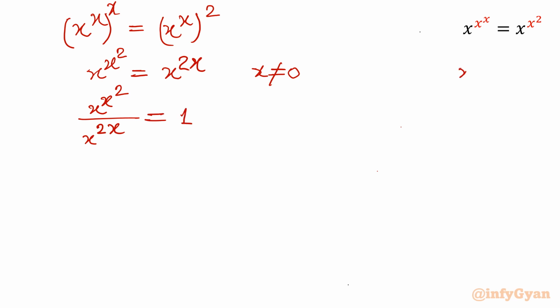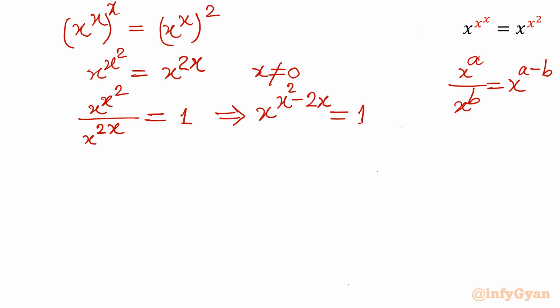Now x power a over x power b can be written as x power a minus b. So I will write this equation as x power (x square minus 2x) equal to 1. This is our standard a power b equal to 1 form.